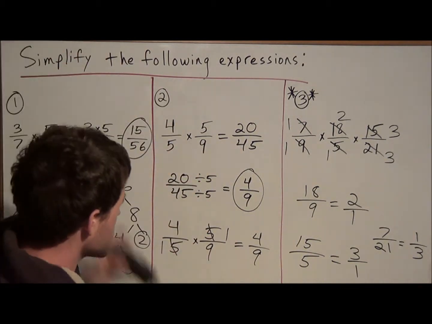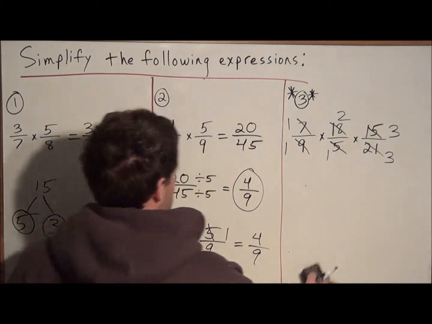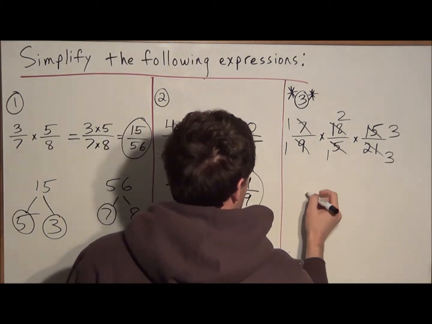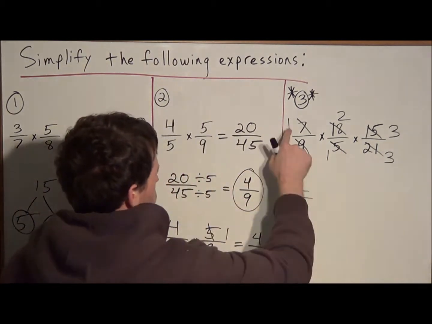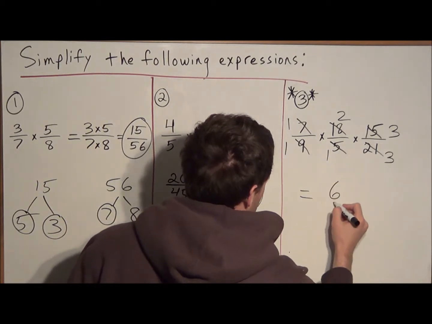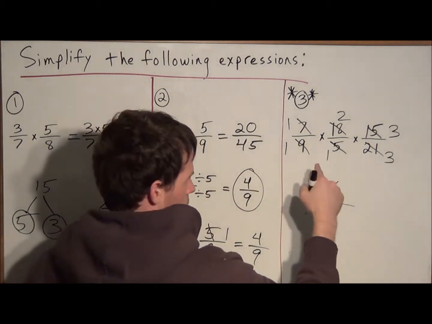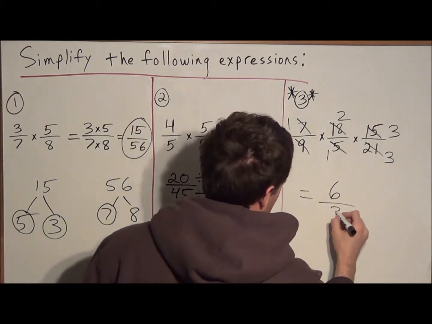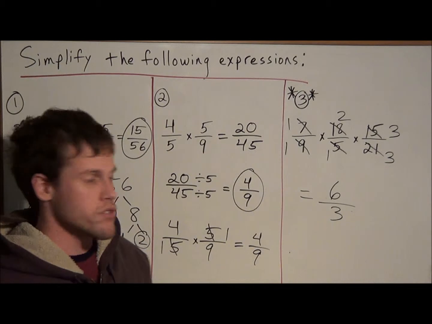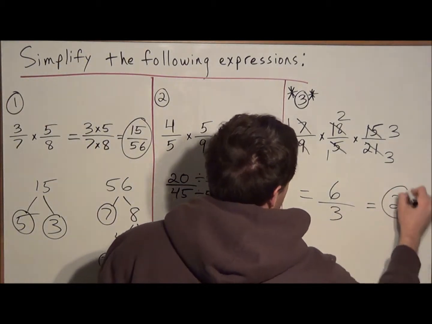So now that we have everything simplified, we go over to our monster problem, and we're going to multiply the numerators and denominators. So now we close this off. In the numerator we have 1 times 2 times 3 is 6. In the denominator we have 1 times 1 is 1, 1 times 3 is 3. And we're left with 6 divided by 3. 6 over 3 reduces to 2. So our final answer here is going to be 2.